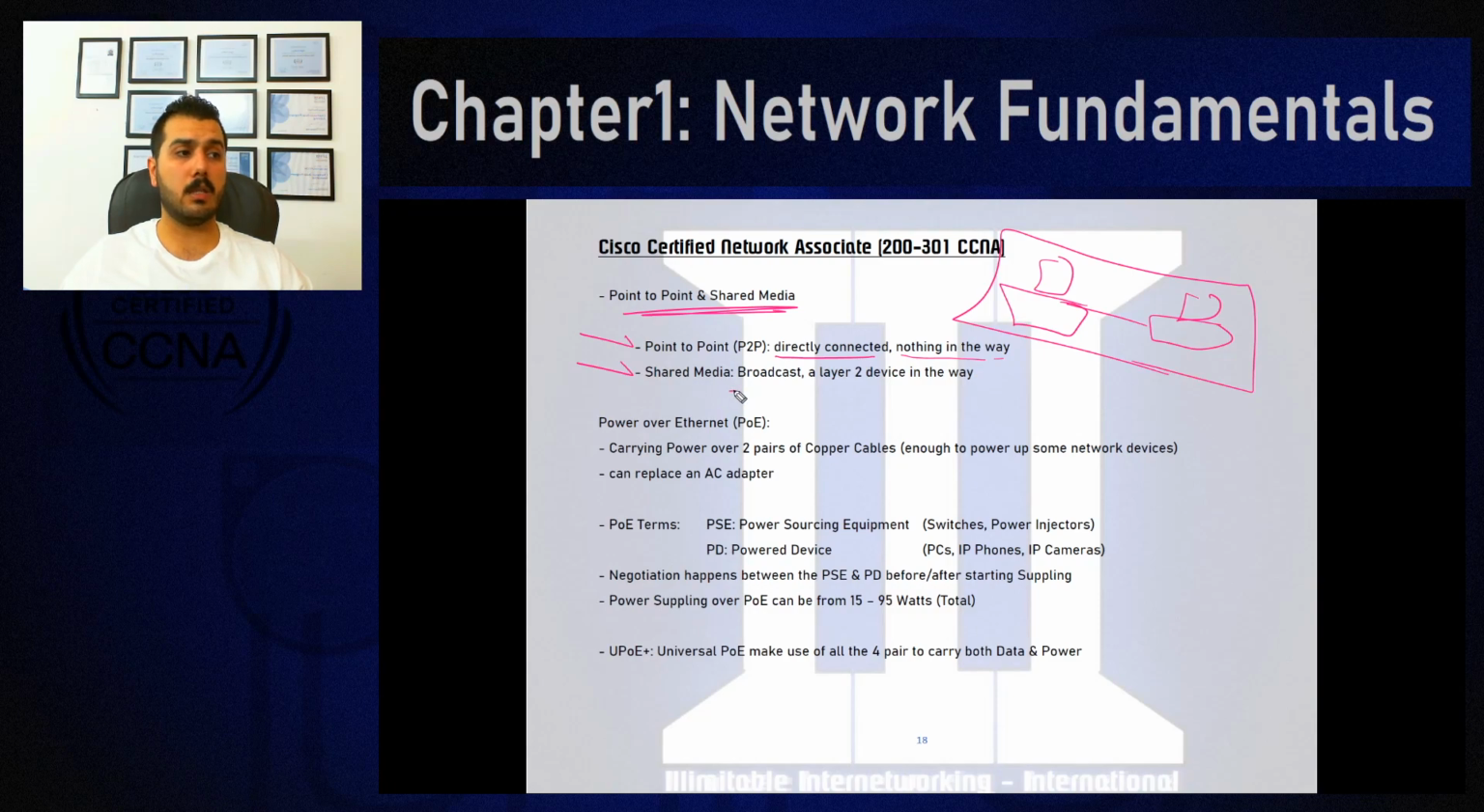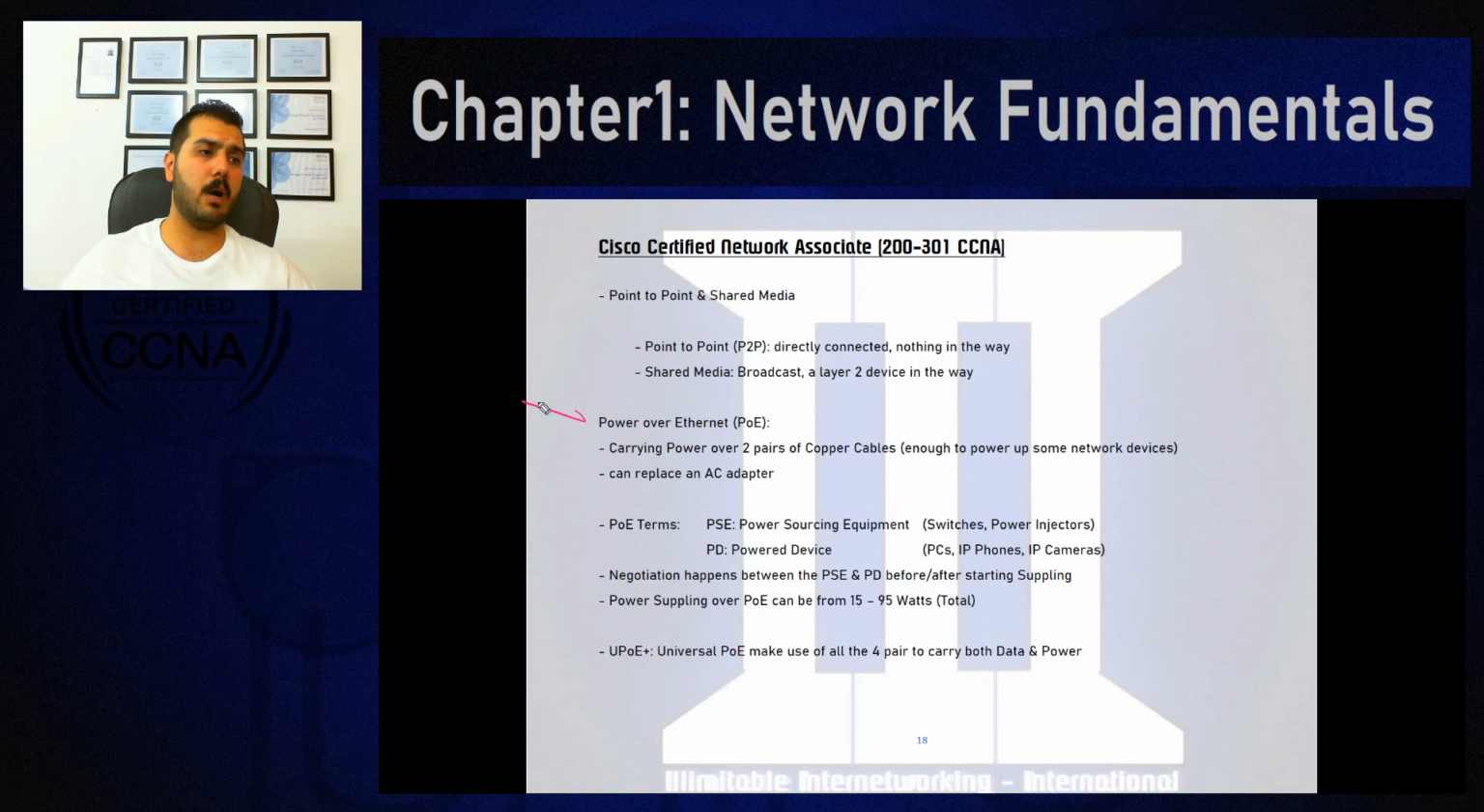The other type is shared media, where you have broadcast. Whenever you have broadcast, or whenever you have a layer 2 device, by this I mean the switch, then this will 100% create a broadcast domain and create a shared media. Switches behave like sharing everything with everyone in contact with the switch. Switches do not separate each port from the other. They give a shared media for everything to have a collision with every other thing, and we will come to details on this up next.